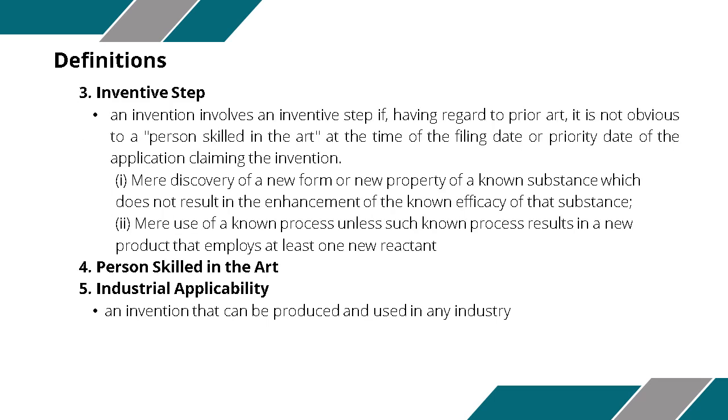effective in the field. Now, definition, let's talk about inventive step. What is that? An invention involves an inventive step if, having regard to prior art, it is not obvious to a person skilled in the art. That is called an inventive step. When it's not obvious to a person skilled in the art, at the time of the filing date or priority date of the application claiming the invention. What else? It's a mere discovery of a new form or new property of a known substance which does not result in the enhancement of the known efficacy of that substance. Number 2, it's a mere use of a known process unless such known process results in a new product that employs at least one new reactant.